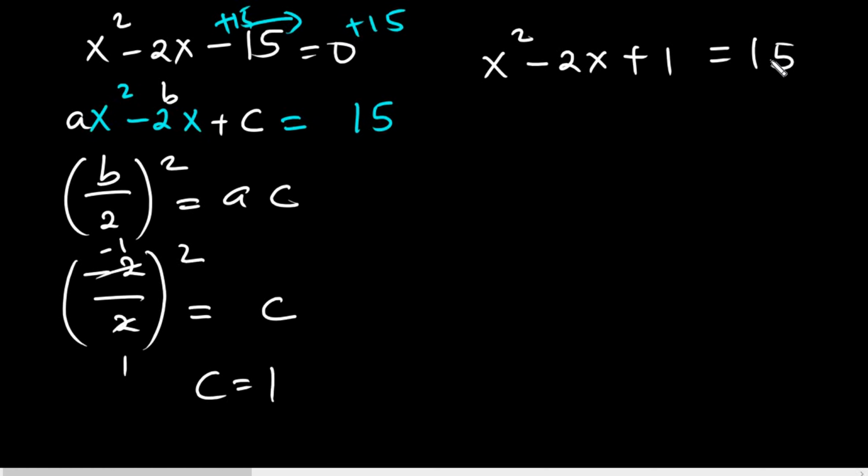But as I told you, since we have added 1 to this side, we need also to add 1 to this other side so that the equation remains balanced. Okay, so instead of having 15, it should be 16. Let me just write 16 there. 16. And then we now need to factorize the left hand side.